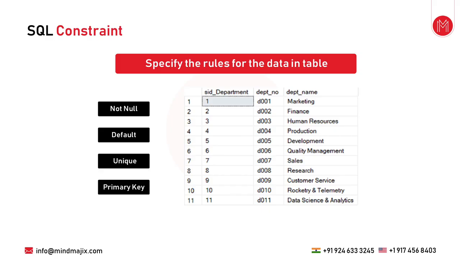Unique means a column in a table will always hold a unique value. It cannot hold duplicate or ambiguous values. And primary key is the combination of not null and unique key. Means a column which has been marked as primary key in SQL cannot have a null value, and all the values in that particular column should be unique.